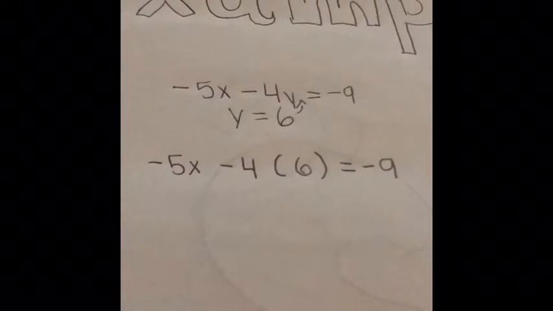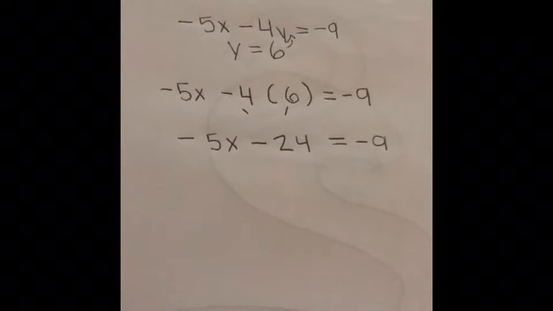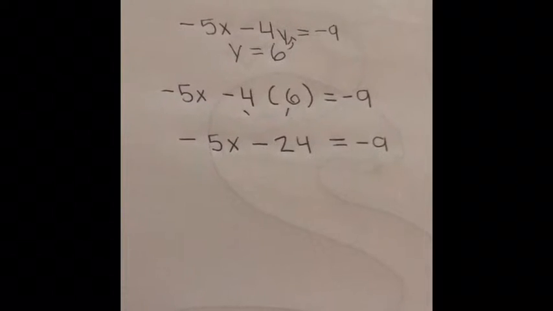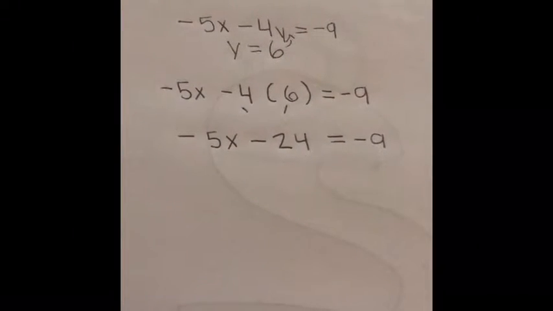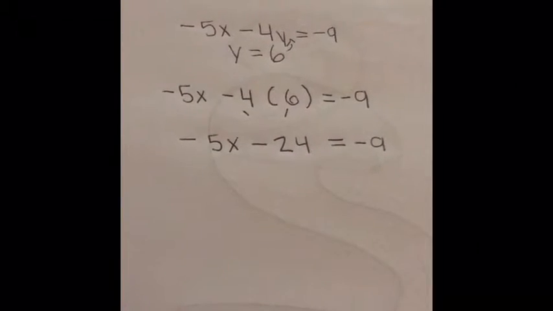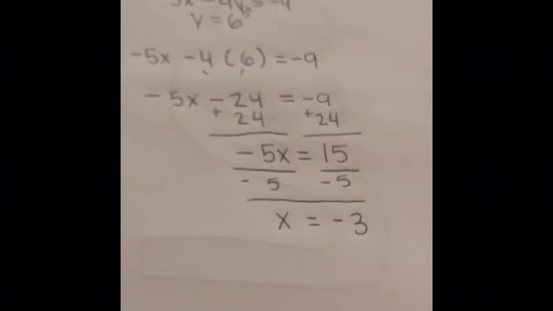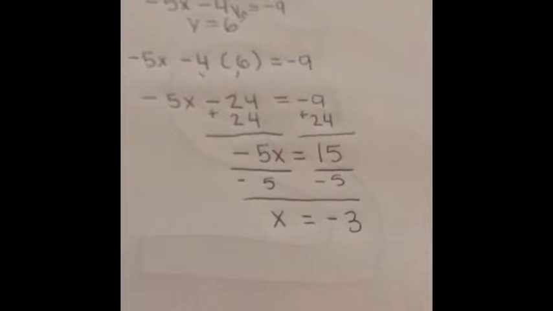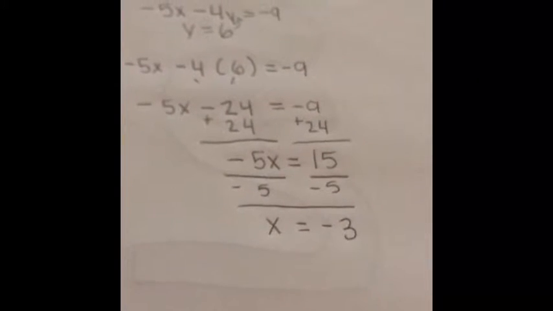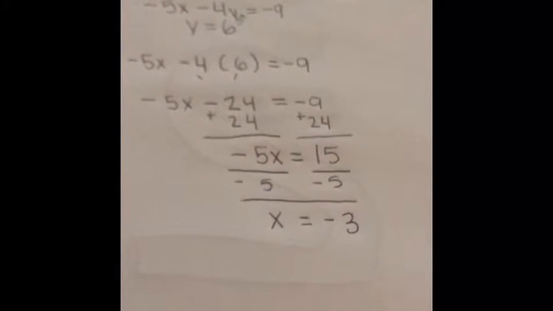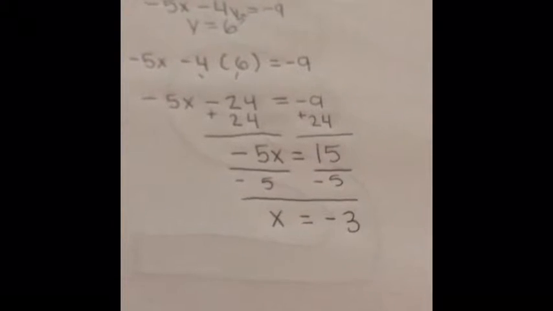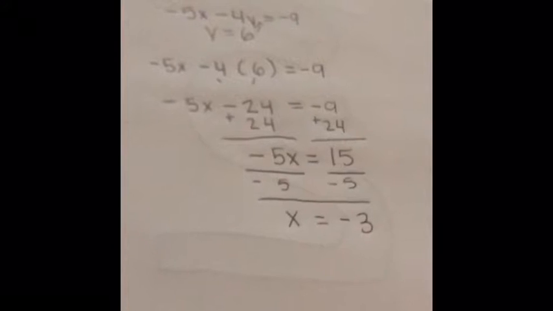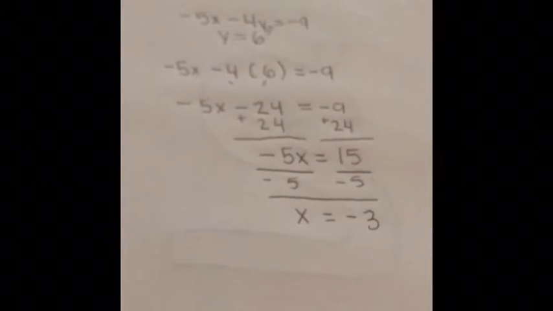So you're going to combine the 4 and the 6 together. So after combining the 4 and the 6 together, you get negative 24. So your equation now is negative 5x negative 24 equals negative 9, and now you solve it. The rest of this is like a two-step equation. You would cancel out the 24 and you always have to do the same thing to the other side. Then you would end up with negative 5x equals 15. And then you would divide the 15 by negative 5, and for your x you would get negative 3.